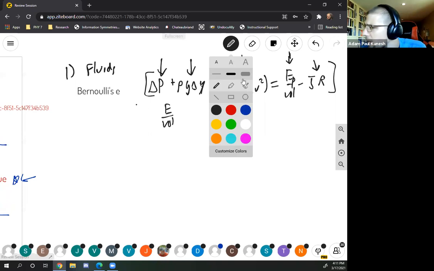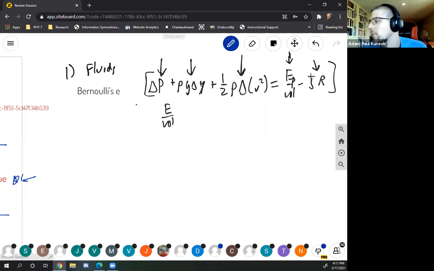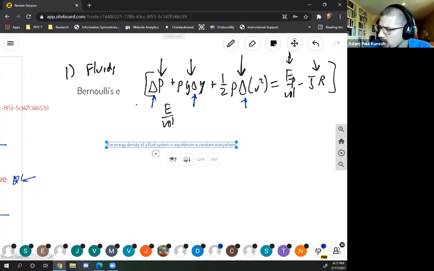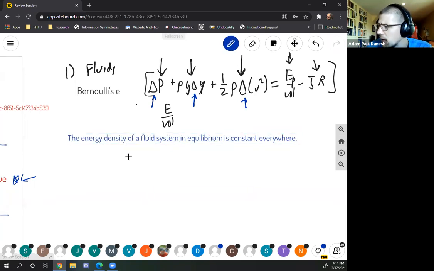So the most important thing to understand about Bernoulli, the terms are all nice to understand, but the most important thing is the significance of the delta. What do these deltas mean? Bernoulli's equation, as we've written it, says in words that the energy density of a fluid system in equilibrium is constant everywhere. So that's what I say in big semi-fancy physics words. The energy density of a fluid system in equilibrium is constant everywhere.